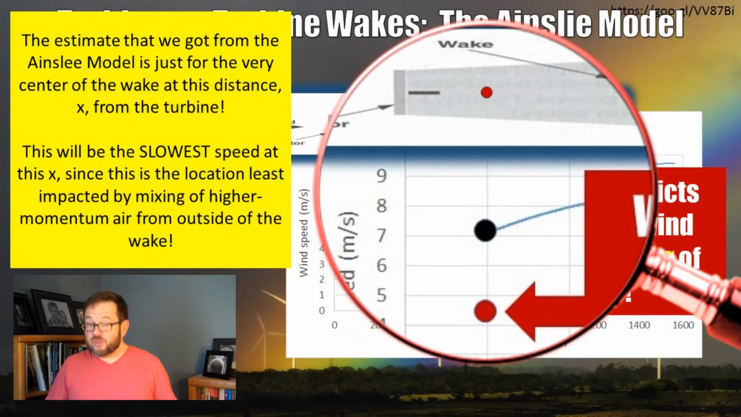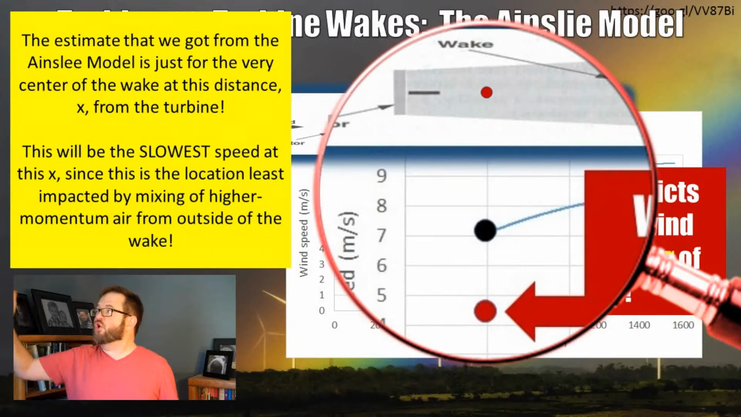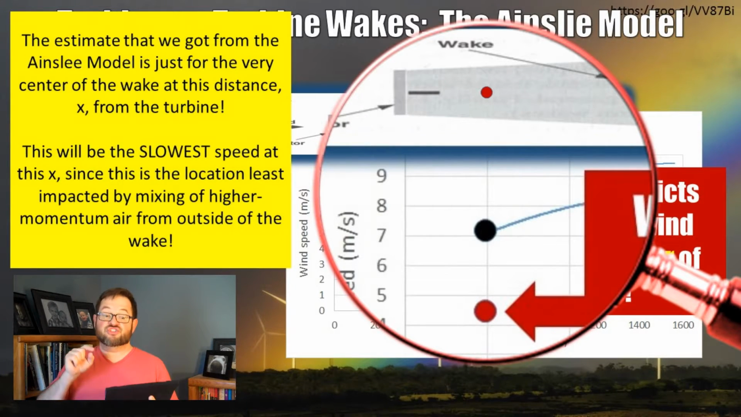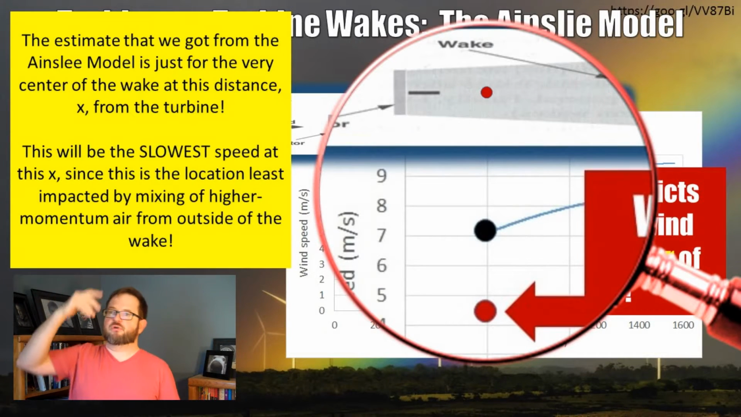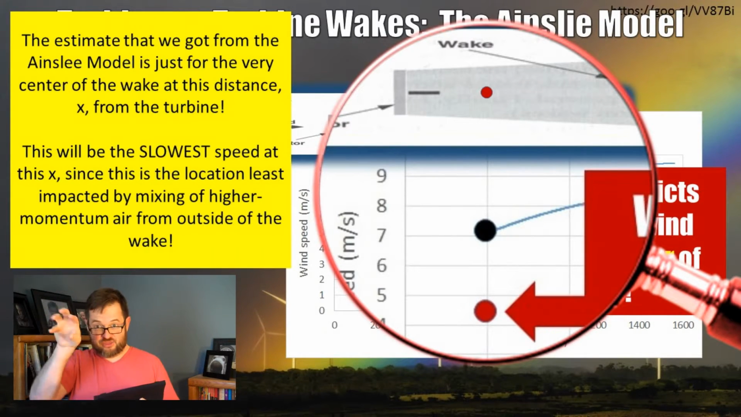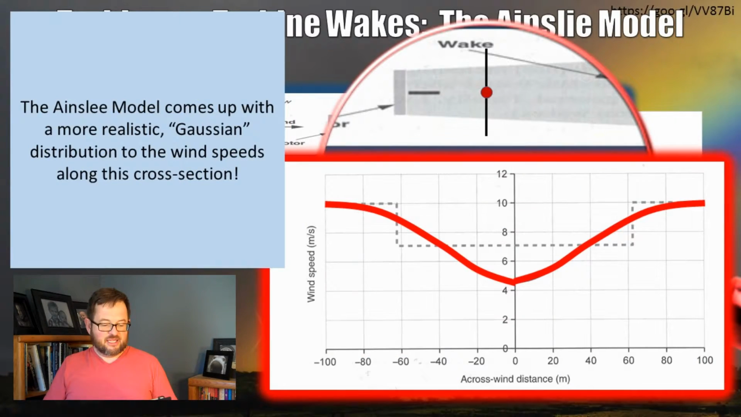Well, that's going to be the slowest wind speed along that cross-section, because that's the place farthest from the edges of the wake where higher momentum air is being transported in by turbulence. That's going to be the place where the wind speed is slowest. To the left, to the right, above or below that location, right behind the hub, the wind speed is going to be greater. In fact, it's going to have kind of a Gaussian distribution.